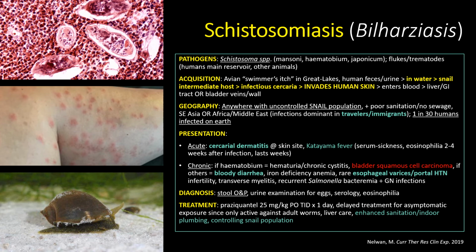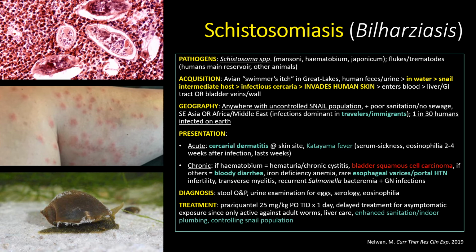This could occur anywhere on the planet with an uncontrolled infected snail population or poor sanitation and no sewage, since humans would reinfect water with fecal matter. It ends up being more common in travelers or immigrants from Southeast Asia or Africa and the Middle East. Importantly, it is suspected that 1 in 30 humans on the planet are infected with Schistosoma, making it an incredibly important public health problem that involves targeting overpopulation of snails.